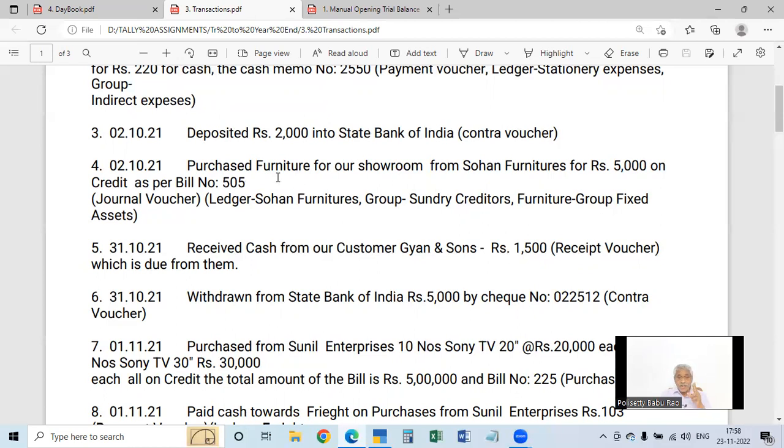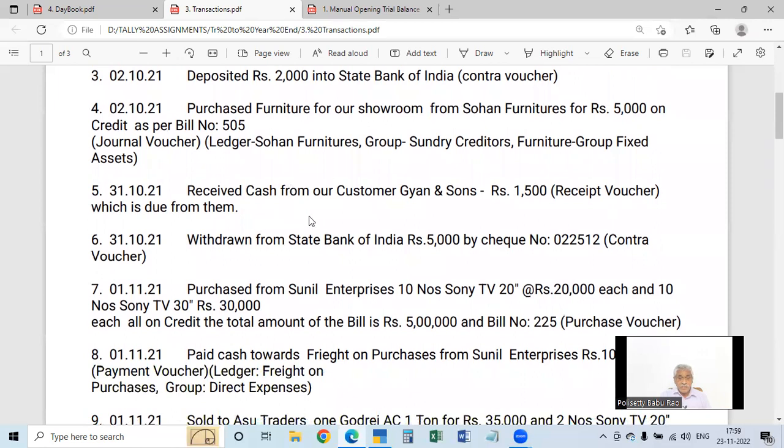Here, two accounts are required. One is the furniture account, and another one is Sohan Furniture. In the journal voucher, the ledgers are Sohan Furniture and also the furniture account. The group for Sohan Furniture is Sundry Creditors, and the group for furniture is Fixed Assets. One group, one account, that is one ledger: Sohan Furniture comes under Sundry Creditors, and furniture comes under Fixed Assets. So this is what we have to enter in the journal voucher. You have to try carefully, right?